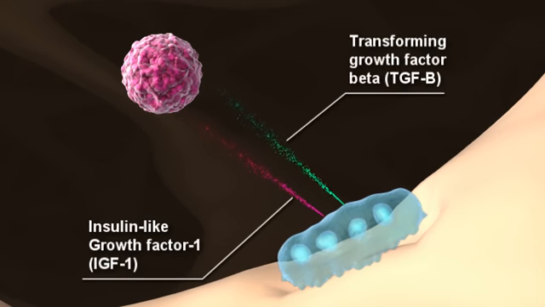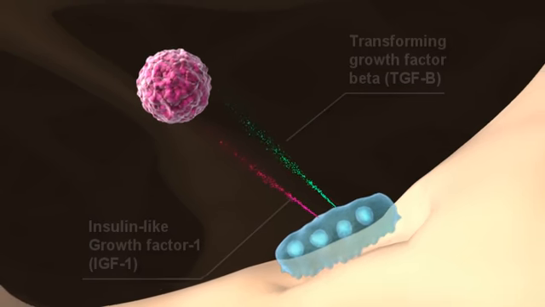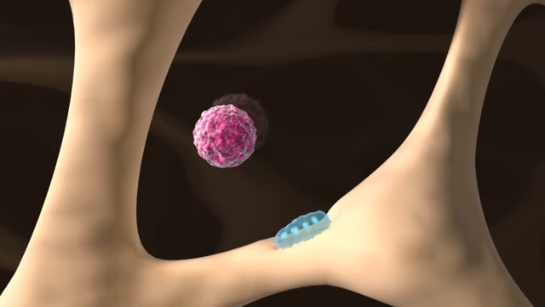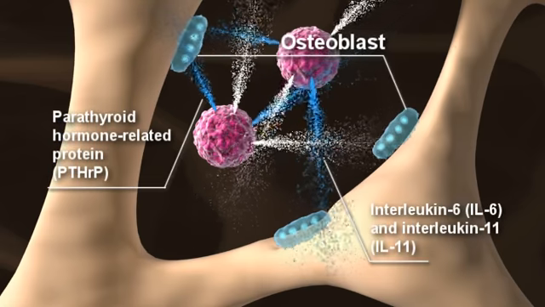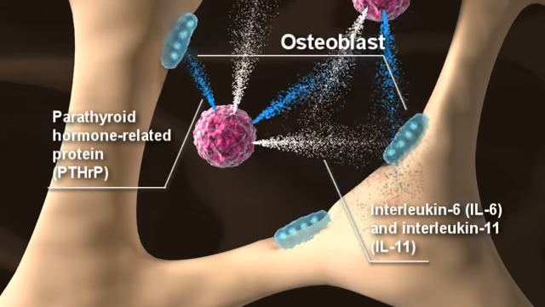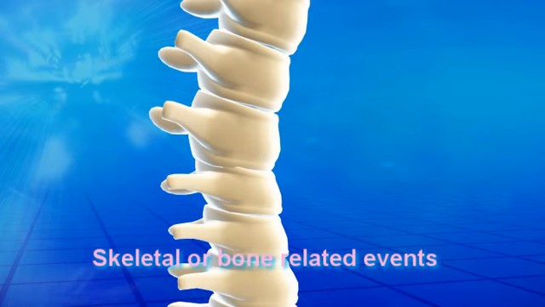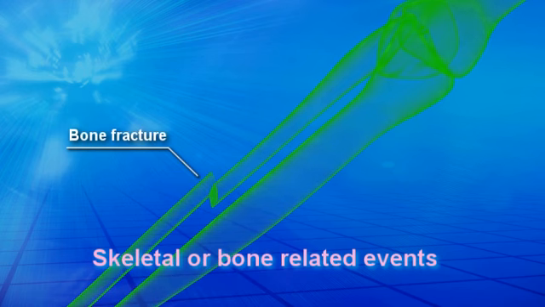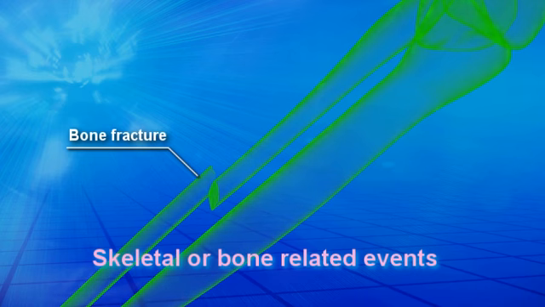These factors include transforming growth factor beta, or TGF-B, and insulin-like growth factor 1, or IGF-1, which stimulate tumor cell behavior and growth. Growing tumor cells, in turn, release factors that stimulate osteoclast formation, leading to a cycle of tumor growth and bone destruction. Painful and debilitating skeletal complications, such as spinal cord compression, bone fractures, and hypercalcemia, occur as a result of this weakened bone structure. These complications are commonly referred to as skeletal or bone-related events.